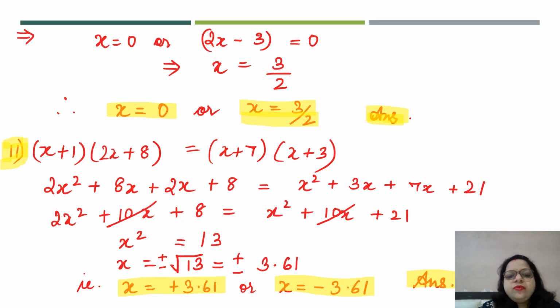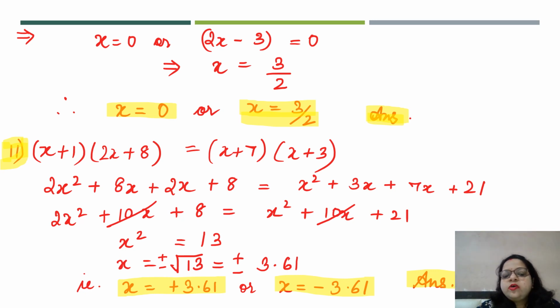Now, when we see the equation here, the 10x on both sides have got cancelled because they are positive on both the sides. If they were of different signs, then they would have added up. But here, when 10x comes on the left hand side, it becomes minus 10x, and then it becomes 0. 8 will come on the other side, and 2x square minus x square is equal to 21 minus 8, which is equal to 13. So x square is equal to 13.